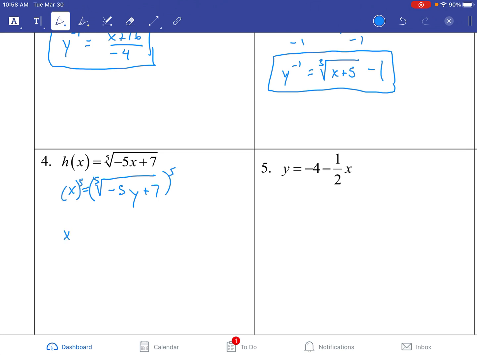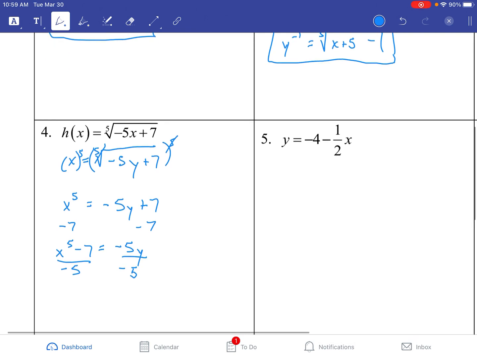So we don't really need the parentheses around the x. So we're just raising that to the fifth power, equals negative 5y plus 7, since the fifth root and the fifth power go away. We're going to subtract 7 from both sides. And then we're going to divide both sides by negative 5. So the inverse, y, is x to the fifth minus 7 divided by negative 5.